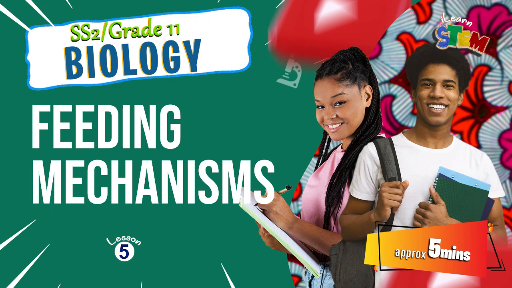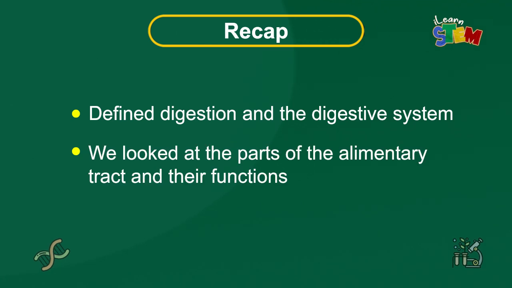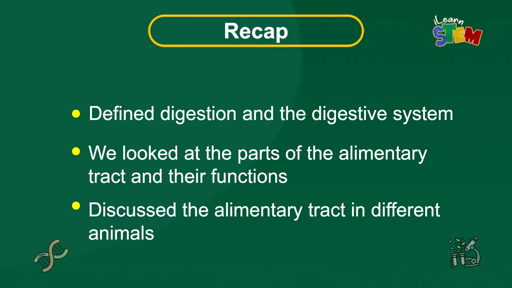Can you imagine why a dog loves to chew, but a butterfly just sips? Let's find out. Before going further, let's do a recap of what we studied in our last class. In our last class, we defined digestion and the digestive system. We explored parts of the alimentary tract and their functions. And we also discussed the alimentary tract in different animals. Let's proceed to today's lesson.